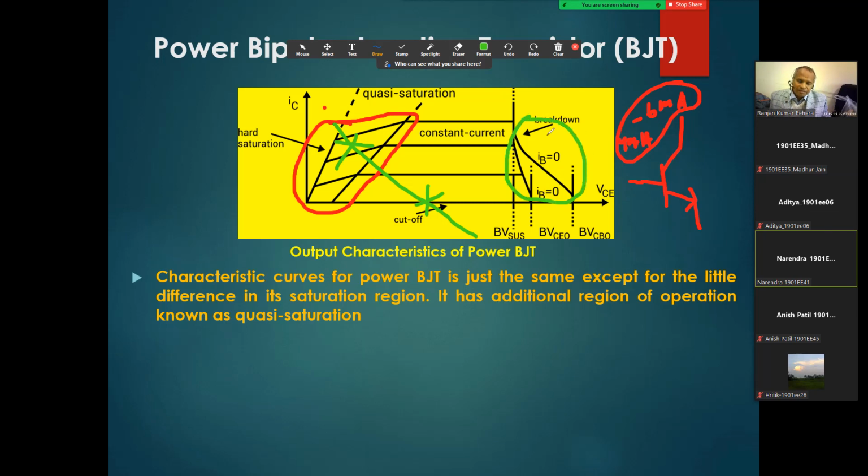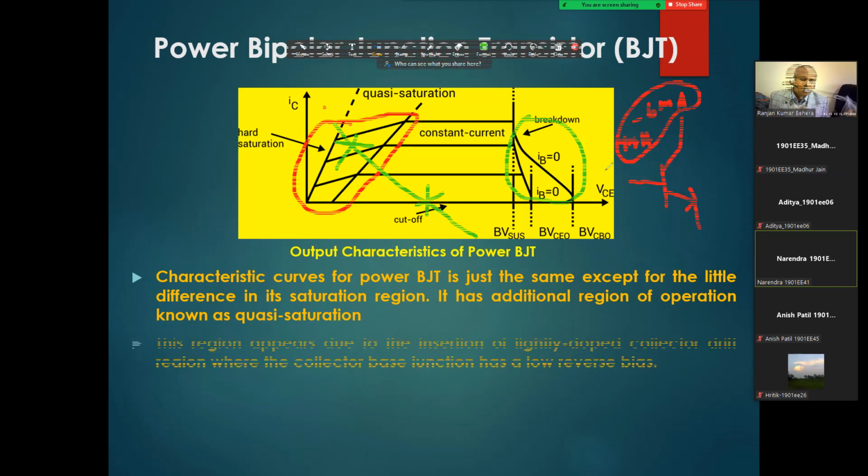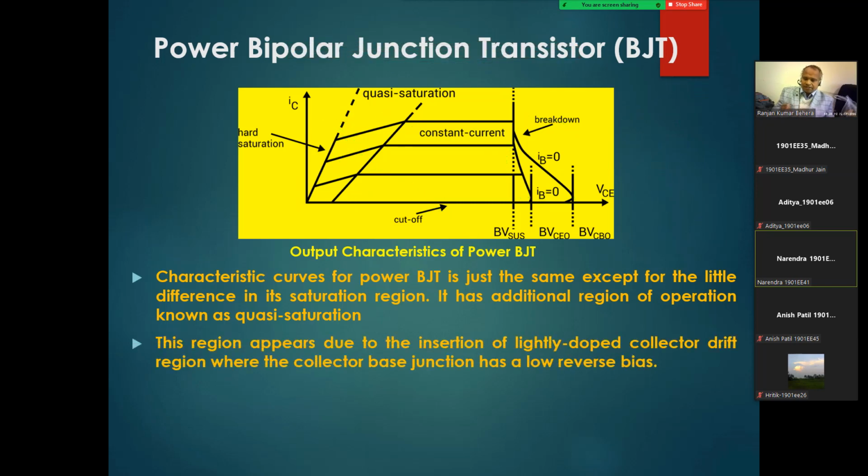Breakdown region, I will tell you from the safe operating area of a device. I will not tell now what the breakdown region is and why this device will break down even if your current is zero. That breakdown region I will discuss in the safe operating area, which appears due to the highly doped drift region.